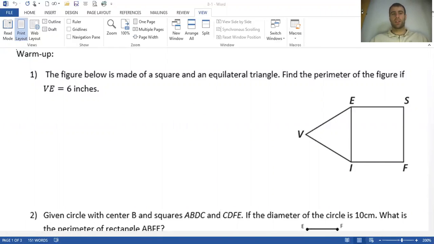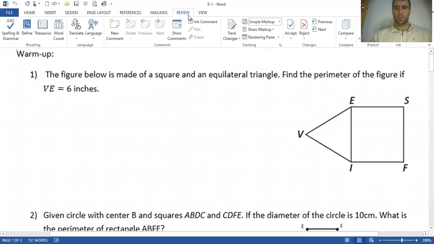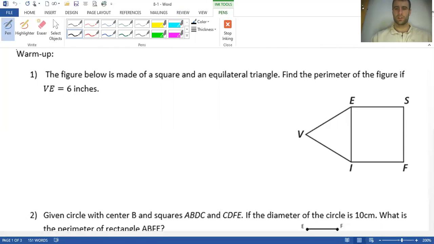Anyway, here's number one of the warm-up. It says, the figure below is made of a square and an equilateral triangle. Find the perimeter of the figure if VE equals 6. So, I am going to write on this. You better get ready, because you should write too, if you can, even if it's just in a notebook.